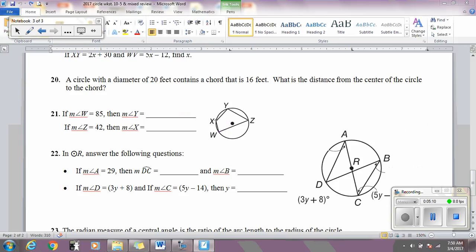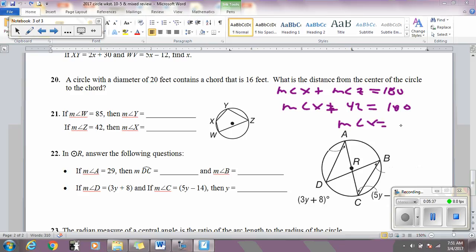In a similar manner, x and z are opposite of each other, so they are also supplementary. So the measure of angle x together with the measure of angle z is 180. They give us angle z, so in order to find angle x, again, I would have to subtract the measure of angle z, which is 42, from 180. So the measure of angle x would be 138 degrees.